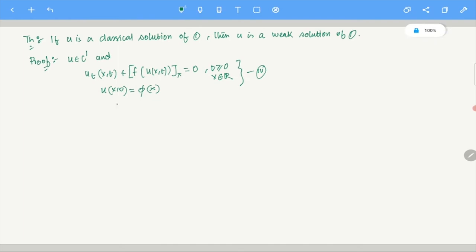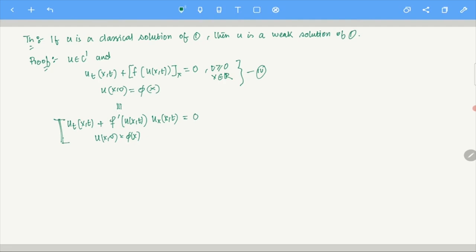So if you break it up, equivalently this means u_t of (x,t) plus f prime of u of (x,t), since f is an R to R function, by the chain rule, and then you have u_x of (x,t) equals 0. So that you can also write, and u at the point (x,0) is phi of x. If you want, you can write it like this, but this is just for your information, we don't need it.